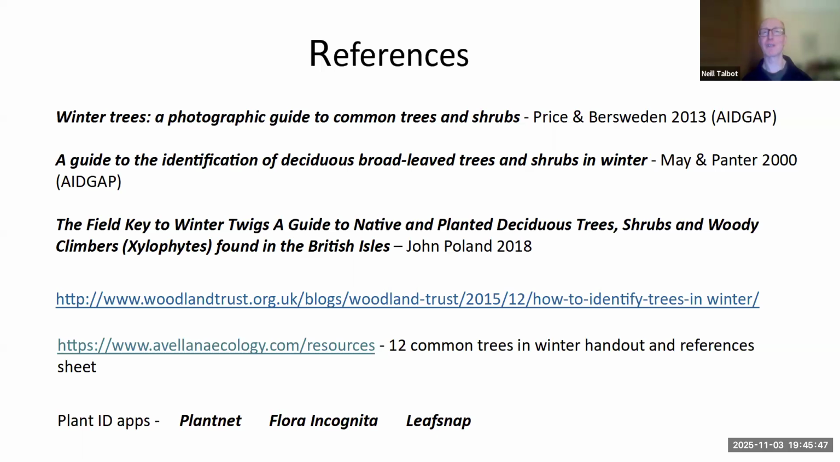So I think I've almost finished. I've just got a few references. The book that I would recommend the most if you want to learn winter tree ID is Winter Trees: A Photographic Guide to Common Trees and Shrubs. That's an AIDGAP Field Studies Council book. There are others, I won't go through all of them. I've also got some resources on my website. There's a 12 common trees in winter handout and reference sheet.